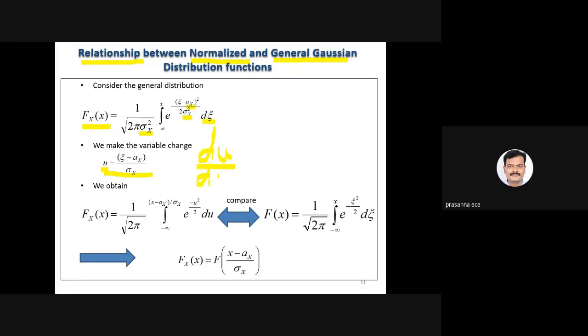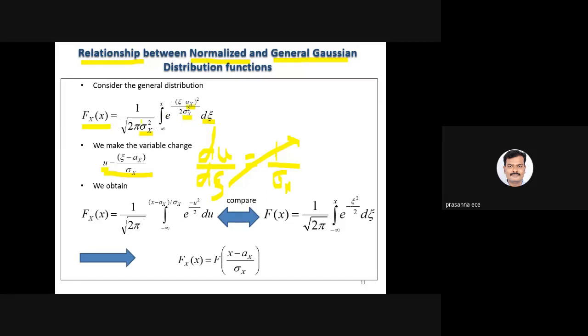It's a simple derivative. So just take the derivative of this one. What you will be getting is d zeta by... we will be only getting 1 by sigma x, right? So if you take the derivative, you will be getting 1 by sigma x. So you cross multiply d zeta here, so you will be getting du equal to d zeta by sigma x.